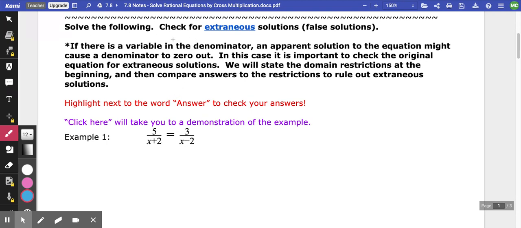Anyhow, when you are solving rational equations, there is a possibility that you could have extraneous solutions, which are false solutions. What would make a solution extraneous in this case would be if it makes any of the denominators zero out. So you do all of your math, you get an apparent solution, but if you put it back into the equation, it makes one or several of your denominators equal zero, then that one is not really a solution and you would have to discard it.